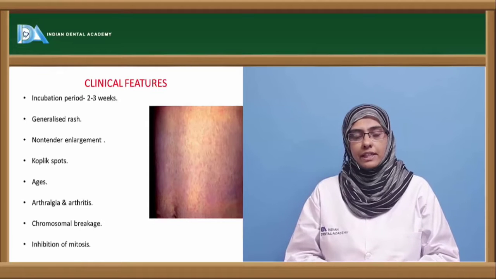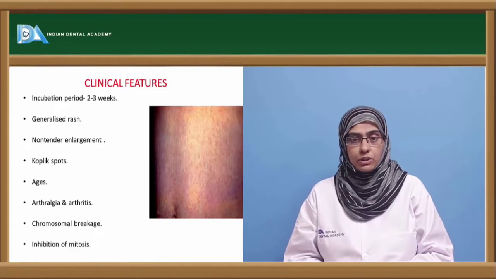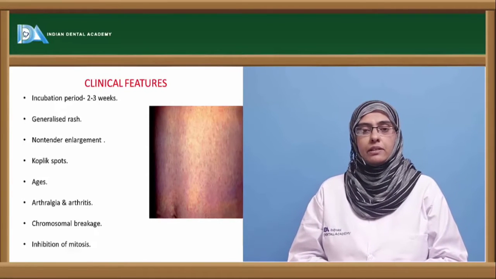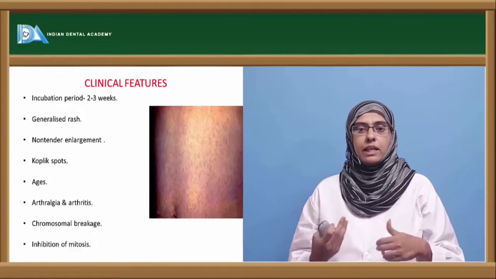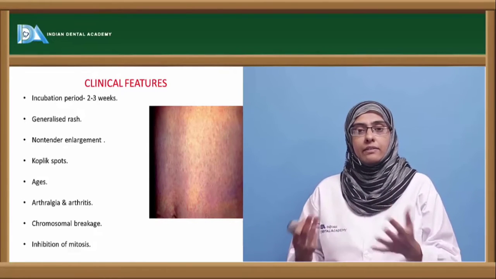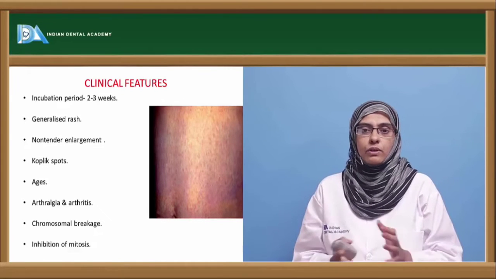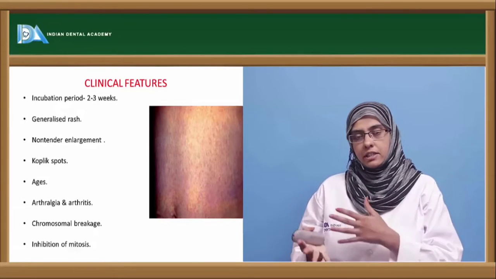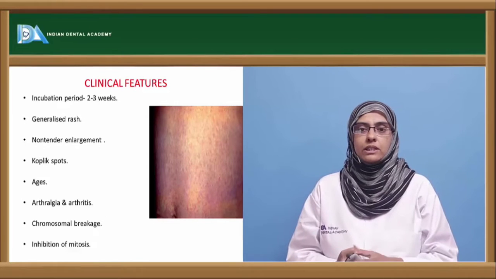Coming to the clinical features of this disease, it has an incubation period of about 2 to 3 weeks, where you can see a generalized rash first developing at the forehead and then descending downwards from the forehead to the neck and to the other parts of the body. They leave behind the extremities, that is the hands and the soles. So you cannot see this exanthematous characteristic feature of the disease on the hands and the soles, but all over the rest of the body you can see the rashes.